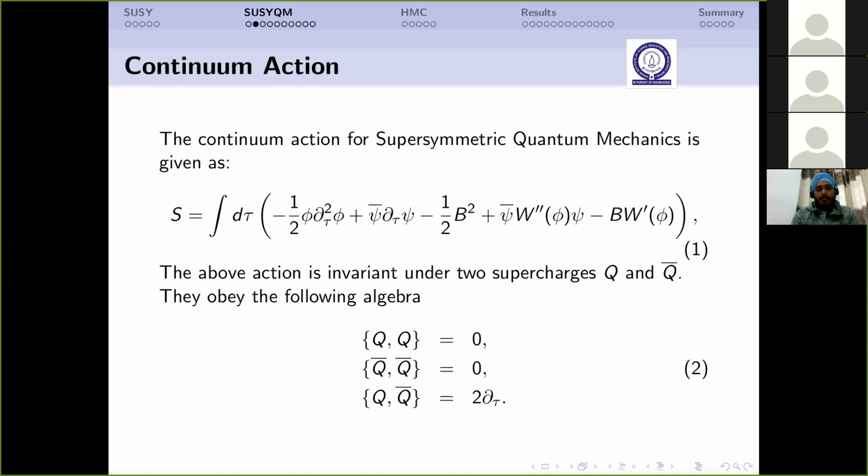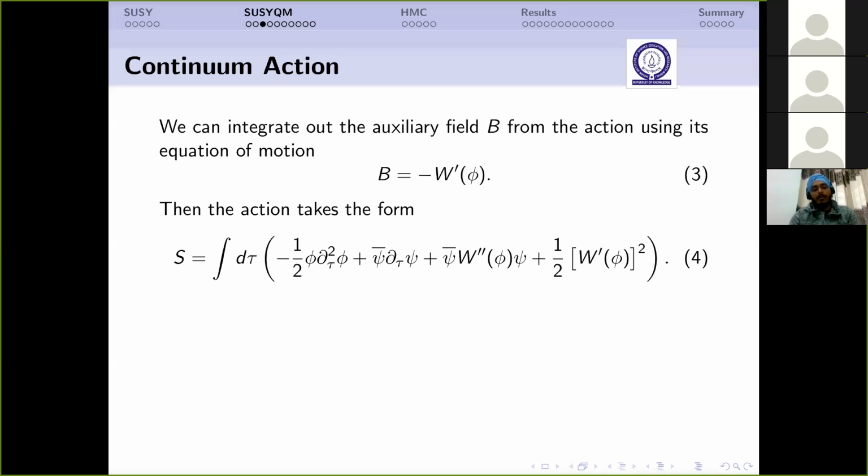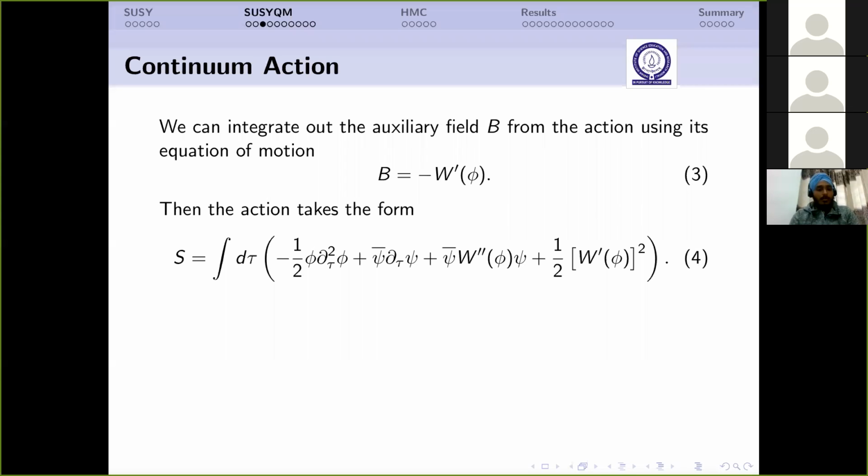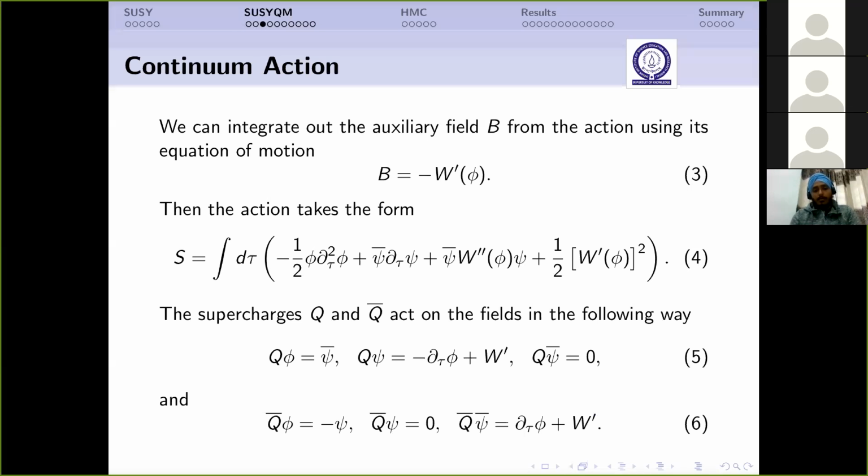When we integrate out the auxiliary field from this particular action, we can do it by finding the equation of motion for that particular field, and the action changes its form. So the action is reduced from equation 1 to equation number 4. Now, how do the supercharges convert bosons into fermions and vice versa? This is the particular way they act on phi, psi and psi bars.